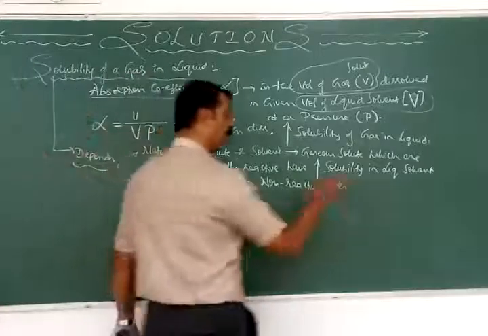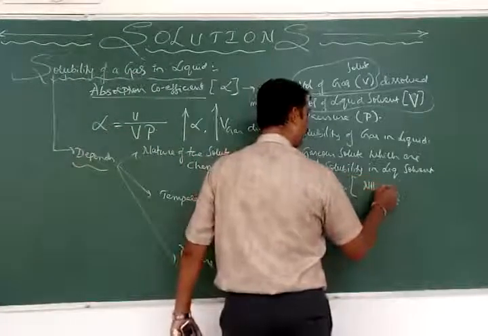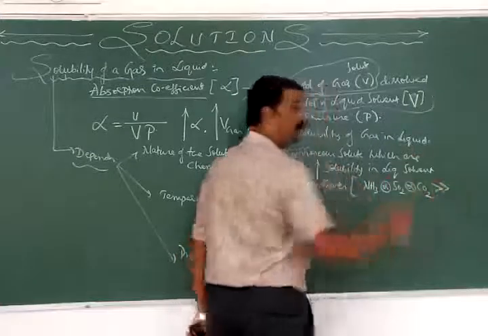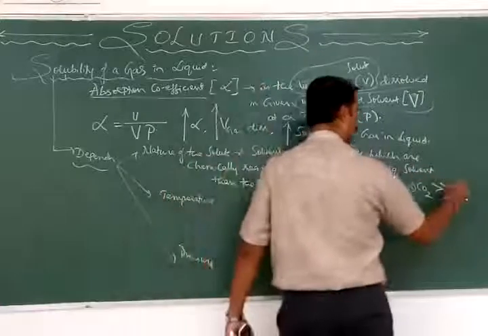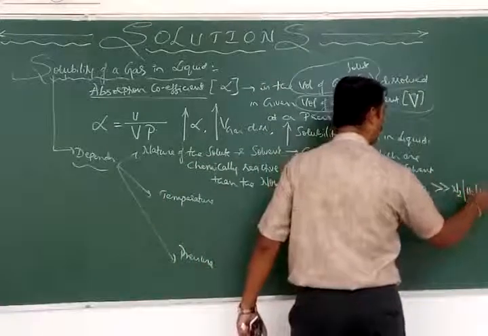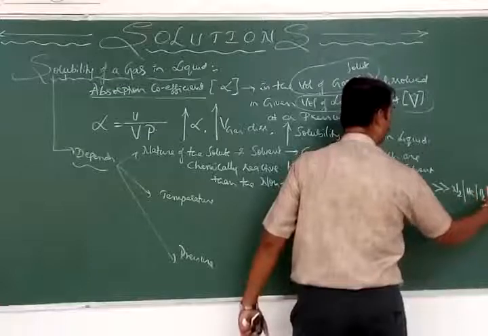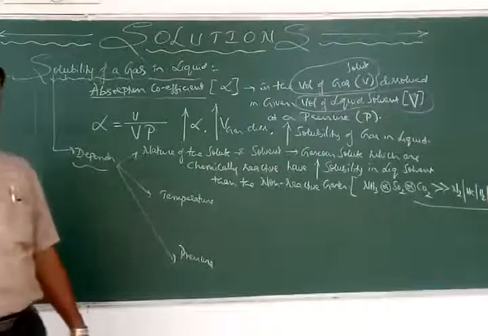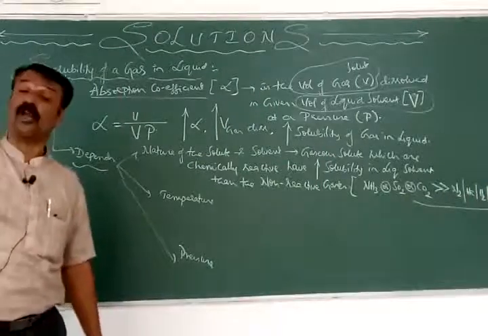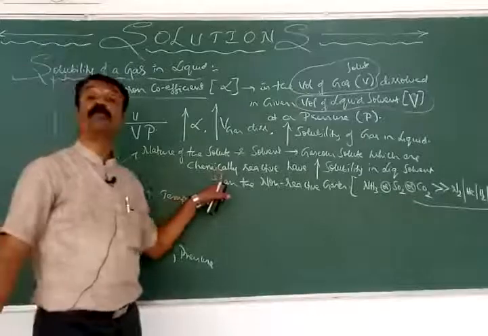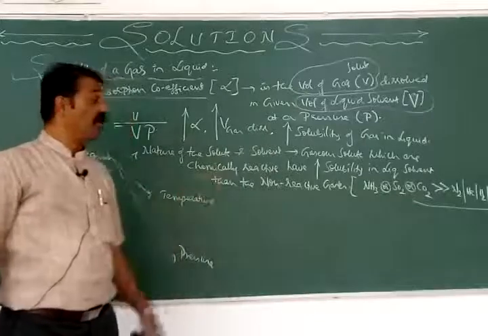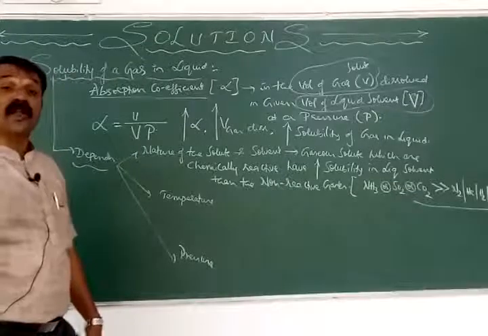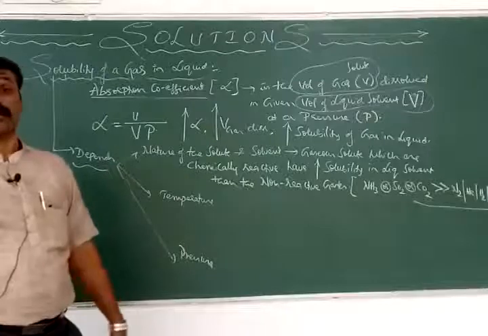gases. For example, ammonia, sulfur dioxide or carbon dioxide are more soluble in water as compared to nitrogen, helium, hydrogen or methane. Why? Because NH3, SO2 and CO2 are found to be soluble in the liquid solvent, and preferably they are also found to be reactive. But nitrogen, helium, hydrogen and methane are the best examples of non-reactive gases with respect to the liquid solvent, for example water.